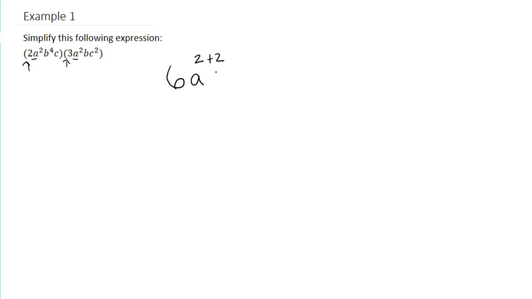Another way to think about this, a squared times a squared is really a times a times a times a. So that's just a to the 4th. So that's why we add the exponents. Next we move on to b. We don't have an exponent on the second b, so we can assume it's 1. So b to the 4th and b to the 1. We would just rewrite it as b to the 4th plus 1.